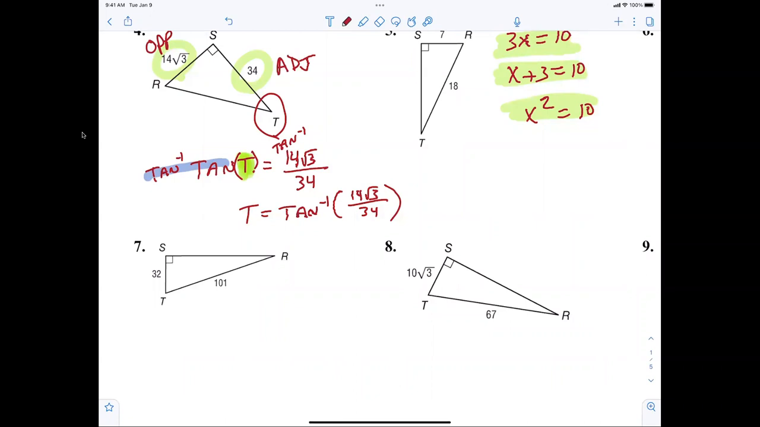Where's your calculator? Come on, everybody needs a calculator out. Let's go. I'm not sure what y'all are doing. If you don't have a calculator, I might be able to hook you up.